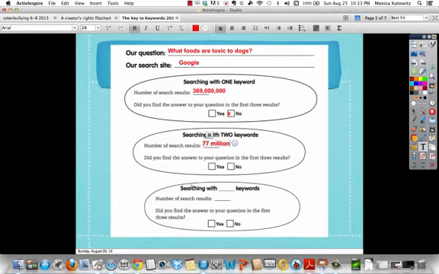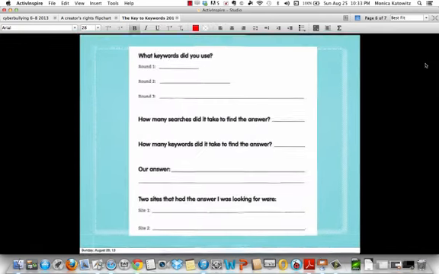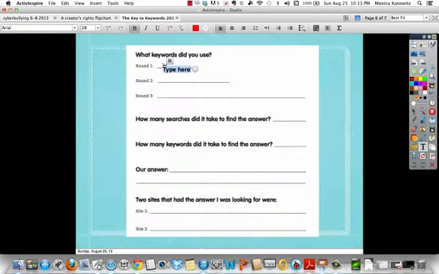So let's go on to our next question. So our question here was our round 1, we just used dogs. In round 2, we used foods and dogs. We didn't get to round 3 because we kind of found our answer. So how many searches did it take? Okay, 2 searches. How many keywords did it take to find the answer? 2.